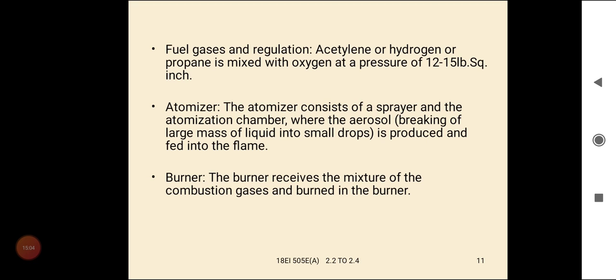Burner. The burner receives the mixture of the combustion gases, like propylene, acetylene or hydrogen, which is mixed with oxygen at a pressure of 12 to 15 lb per square inch, and burns in the burner. Flame is the true source of emission.